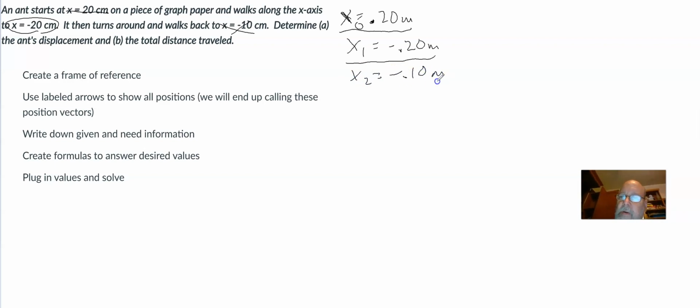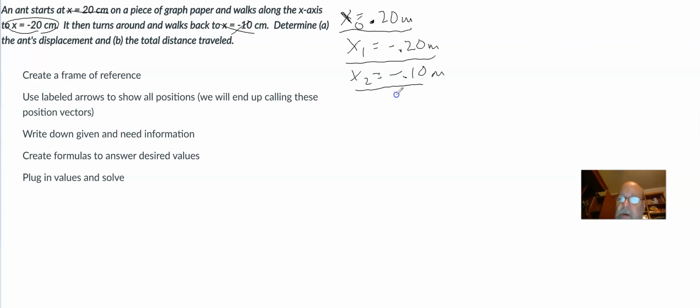And again, make sure you understand the units here. Centimeters is hundredths of a meter. Remember that cents are hundredths of a dollar, so centimeters are hundredths of a meter. And 20 hundredths of a meter would be 0.20 meters. Negative 20 hundredths of a meter would be negative 0.20 meters. And negative 10 hundredths of a meter would be negative 0.10 meters. So I've changed them into meters.